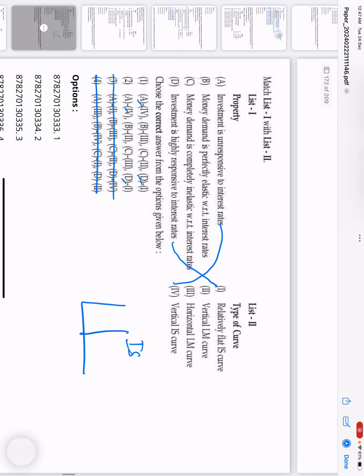Okay. Now, investment is unresponsive to the interest rate means IS curve is vertical. Now, investment is highly responsive to interest rate means relatively flat IS curve. So for A it is 4, and for D it is 1. Okay, so we have D1, A4. Money demand is perfectly elastic with respect to interest rate. LM curve would be horizontal. For B it is 3. Okay, so this is the answer.